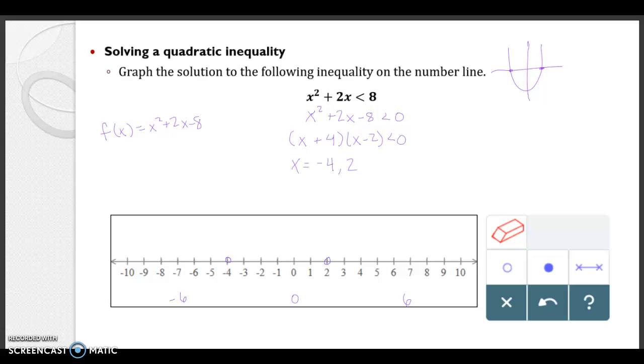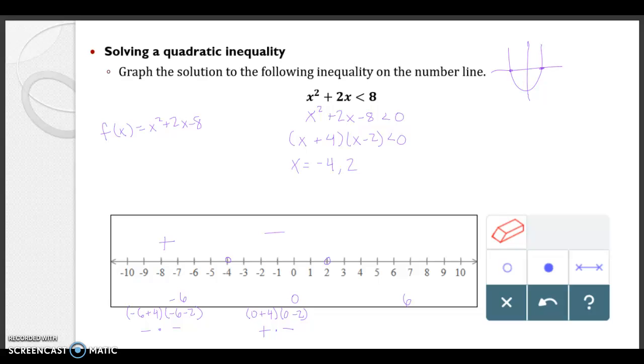So let's plug in -6 to our factored form, -6 plus 4 times -6 minus 2. This is going to be a negative times a negative. Remember, I don't need the actual value, I just need the sign, which is going to end up giving me a positive overall. But I wanted a negative, so that is not going to work out. If I plug in 0, I'll get 0 plus 4, and then 0 minus 2, which is a positive times a negative, so I'm going to have a negative overall there.